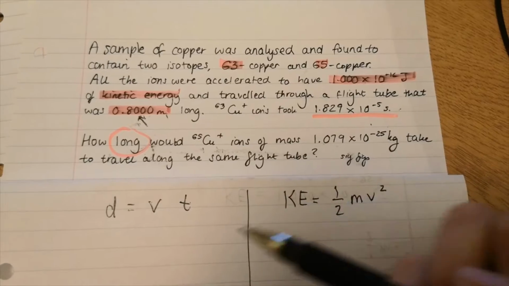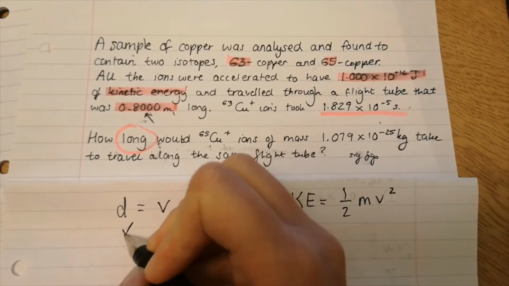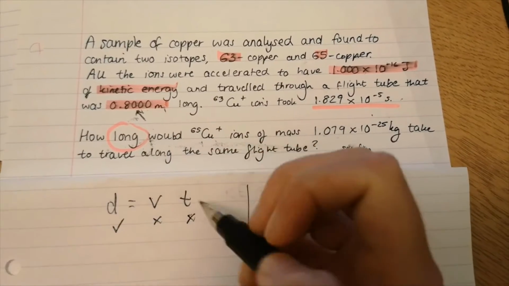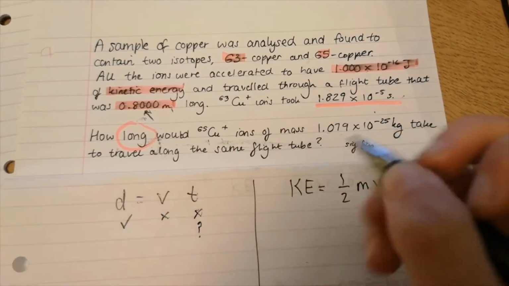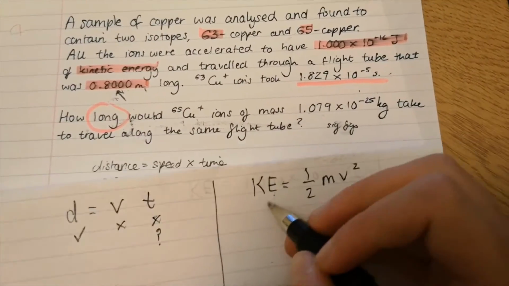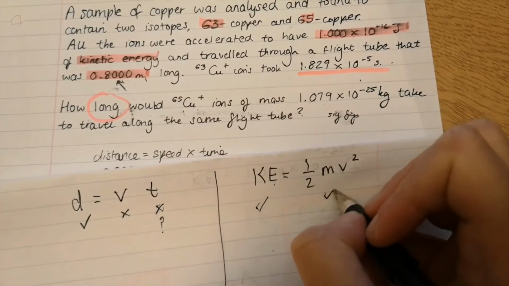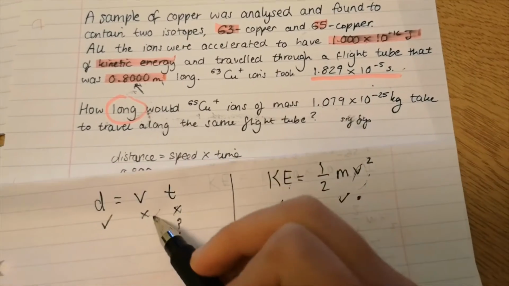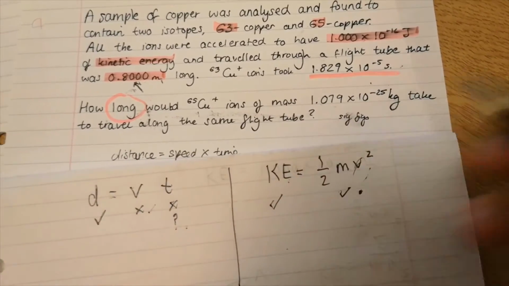Looking quickly at the question, we see that we know a distance. We do not know a speed. We do not know the time. The time is the thing we want to find out. In our other equation, we know the kinetic energy. We know the mass. We do not know the speed. Once we work out the speed, we can put it into this equation to finally find the time.